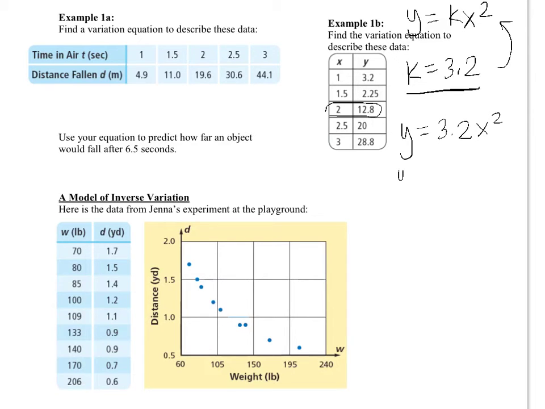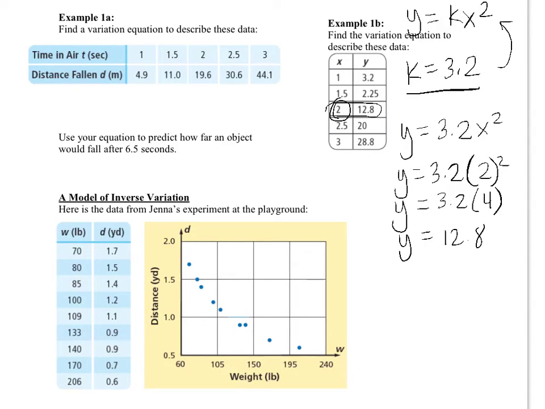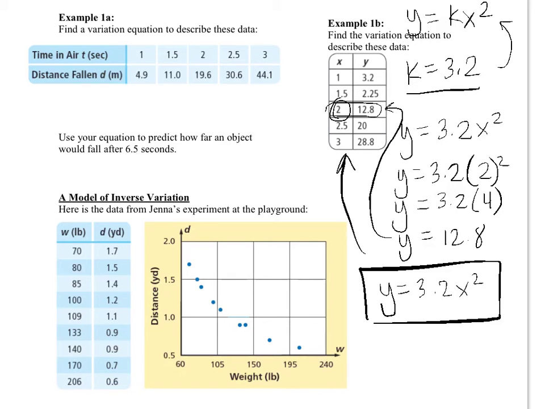So I'm going to say y equals 3.2 times the x value, I'm picking 2 squared. Y equals 3.2 times 4. If you multiply that, y equals 12.8, and that matches what it says up here for that y coordinate. So then it is correct, and my general variation equation is y equals 3.2x squared. So that's my direct variation equation for that data.